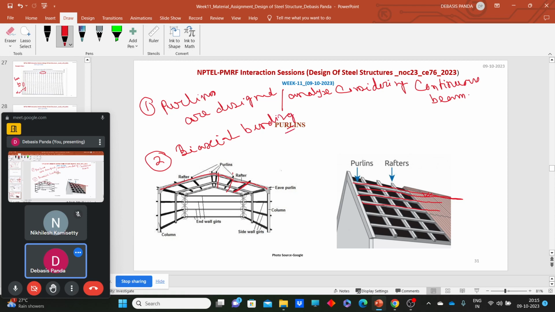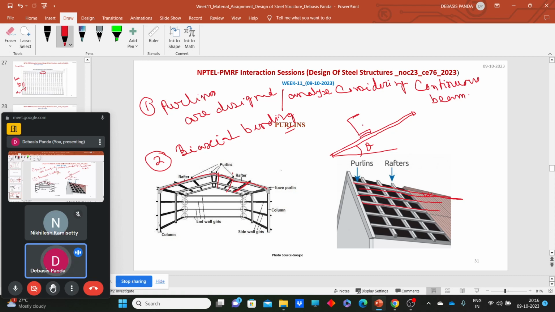Okay, so let's start from the basics. Say for example, this is your rafter. The rafter will obviously be placed with some inclination angle theta with respect to the horizontal. Now the thing is, the purlins are placed over the rafter. Generally, channel sections, I sections and angle sections are used as a purlin.